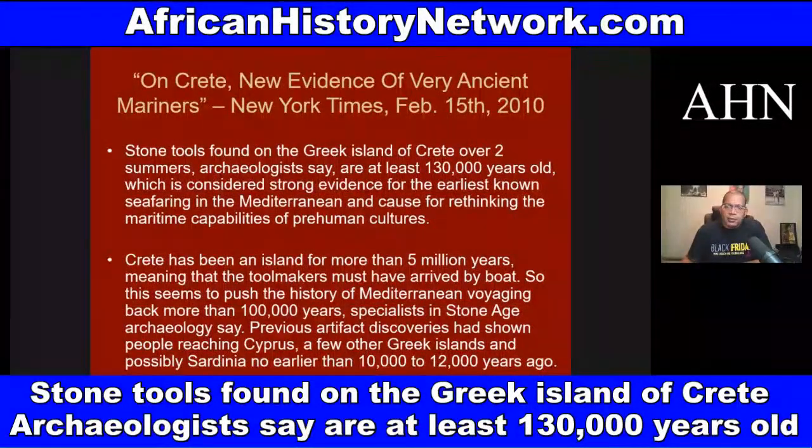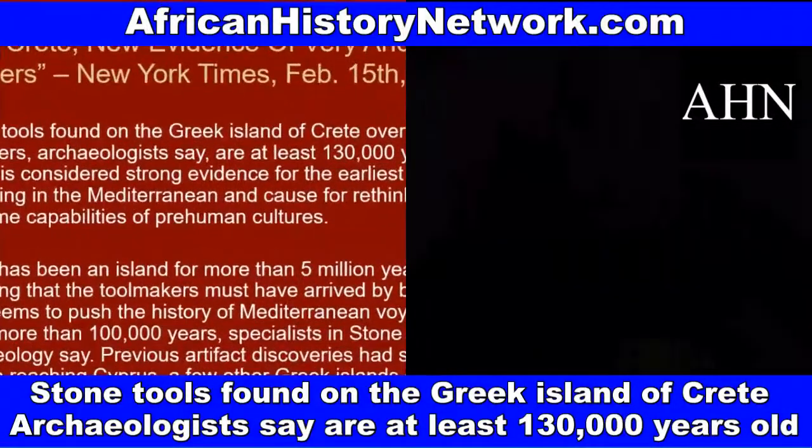Now, Crete has been an island for more than 5 million years, meaning that the tool makers must have arrived by boat. So this seems to push the history of Mediterranean voyaging back more than 100,000 years, specialists in stone tool archaeology say. Previous artifact discoveries had shown people reaching Cyprus, a few other Greek islands, and possibly Sardinia no earlier than 10,000 to 12,000 years ago.